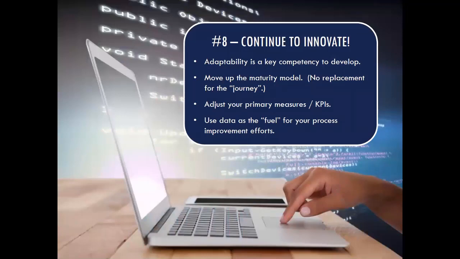So our eighth element of an effective data strategy is to continue to innovate. This largely gets to those descriptors of what's a data company, but adaptability is a key competency to develop. So the reality is that you're going to get good at it. You're going to look at some of these measures and say, oh, we've got that one figured out. It's time to move on to the next one. It's not that you quit measuring it.